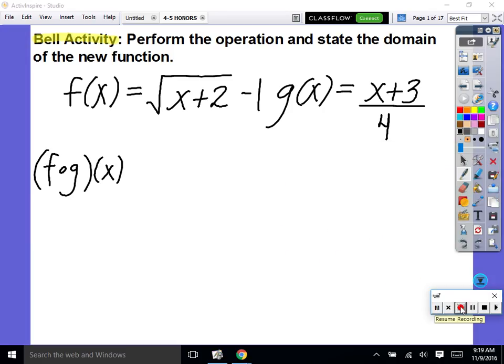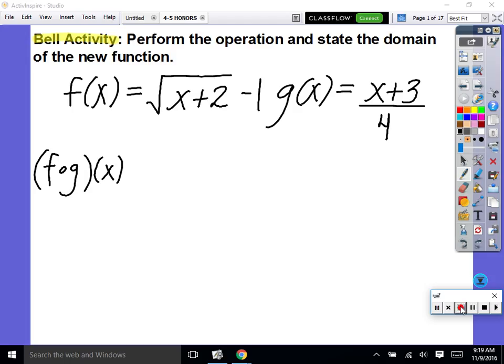Guys, I've seen people do it wrong. Listen up, because I'm afraid you're going to miss it on the test. Seeing people solving this, you should not be solving. There's no equal sign, so I don't know why we're solving. We shouldn't be solving. It says find f of g of x.